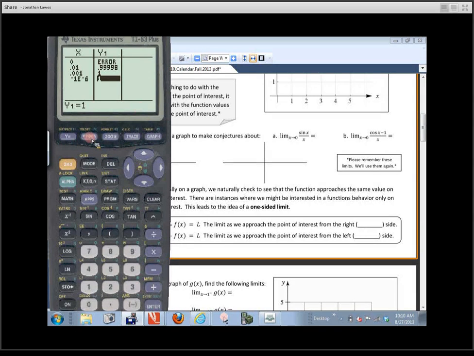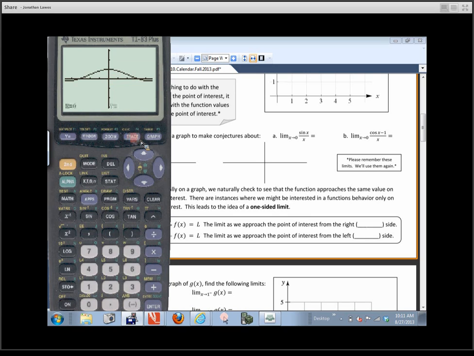I'm going to hit zoom, and let's do zoom 4. Does that look pretty good? Anybody worried about this point right here? Does it look like it's approaching 1 from either side?